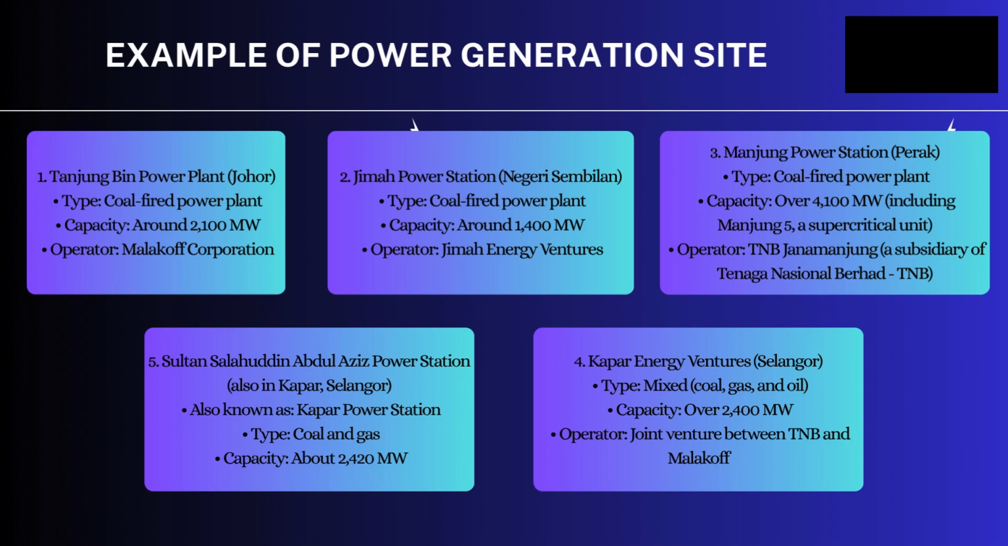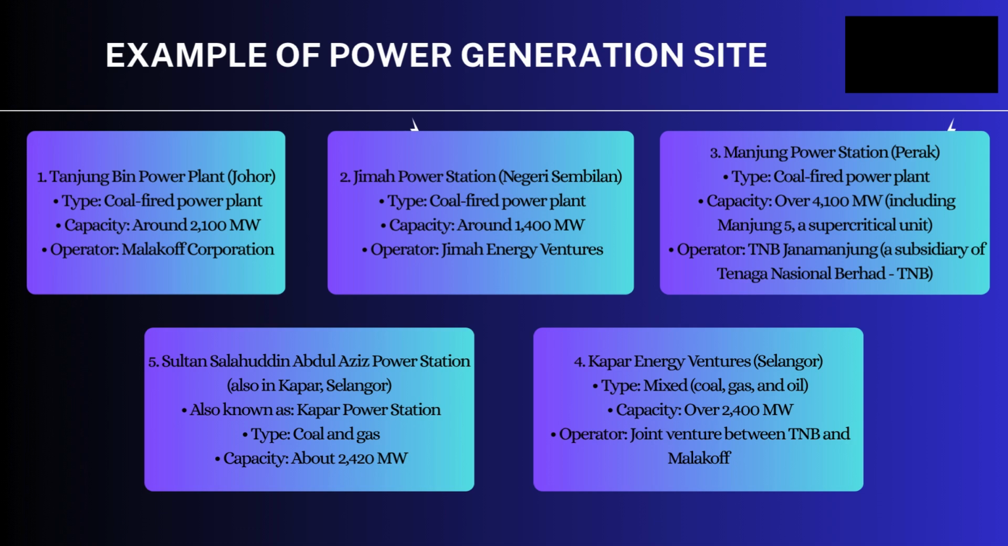Number 2, Jimah, Negeri Sembilan. Jimah Power Station near Port Dickson uses imported coal and generates about 1400 megawatt. It is operated by Jimah Energy Venture. Number 3, Manjung, Perak. Manjung is one of the most advanced coal power stations in Southeast Asia. It produces over 410 megawatt and is run by TNB Manjung.